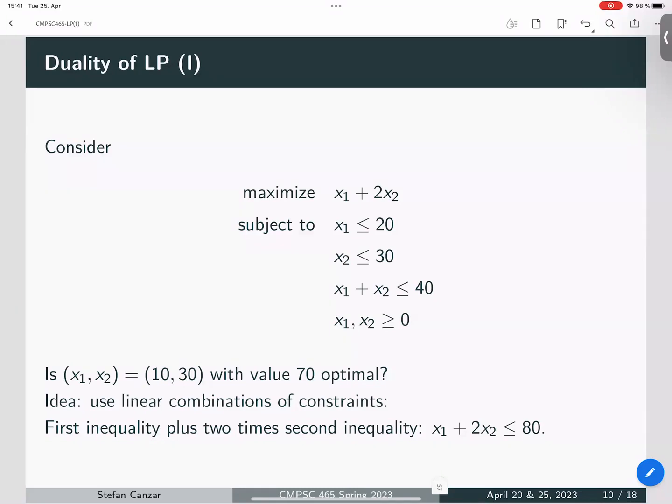So this doesn't match exactly our current solution, but we know that the optimal solution will lie somewhere between 70 and 80. We don't know where, but we might not be too far away really with our current solution of 70. It could be 70, it could be 80, or something in between.